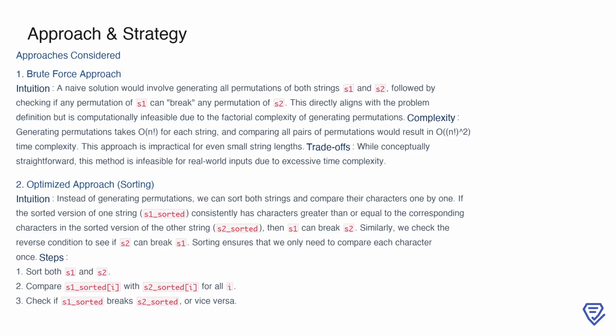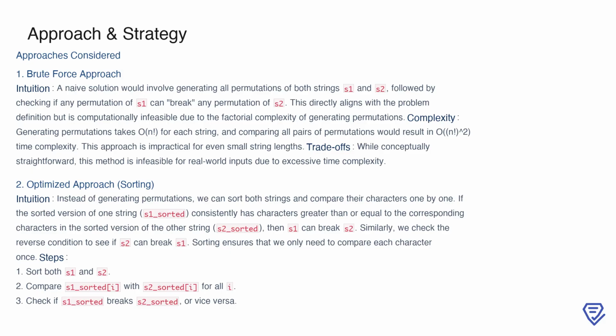To tackle this problem, let's start by considering two primary approaches. The first is the brute force approach. The intuition here is to generate all possible permutations of both strings, S1 and S2, and then check if any permutation of S1 can break any permutation of S2. While this approach aligns directly with the problem definition, it is highly inefficient.